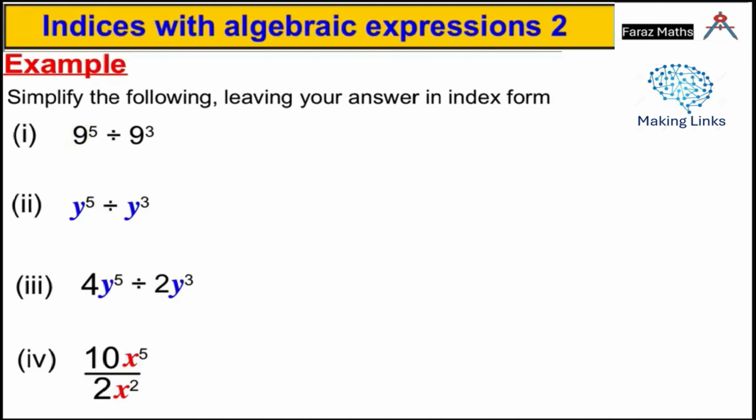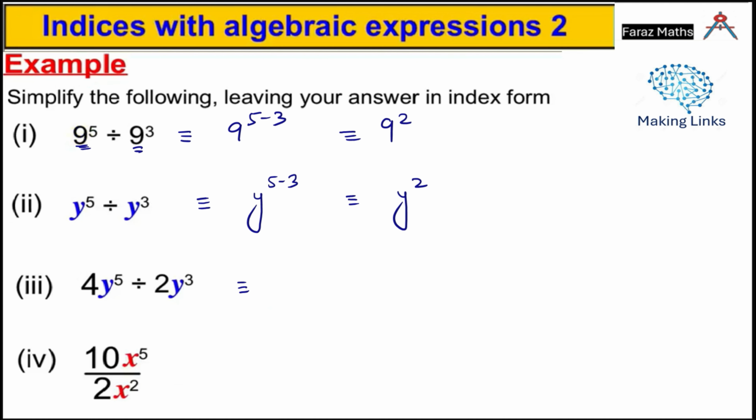Now here we have to divide. Simplify the following, leaving your answer in index form. When bases are the same, in division, we have to subtract the powers. Base means the number below the power. So here you have 9 and then 5 minus 3, which makes it 9 power 2. The next one, y5 divided by y3, means y5 minus 3, and that would be y power 2.